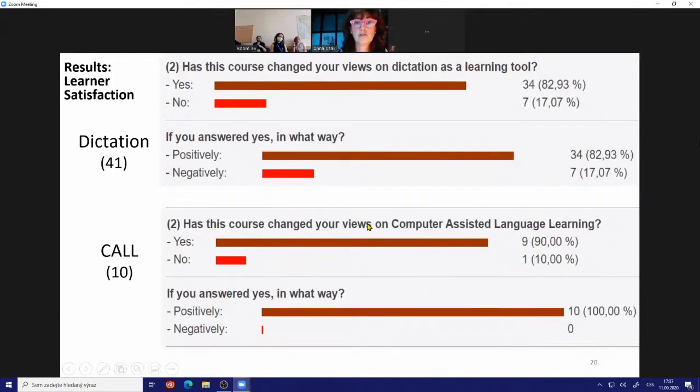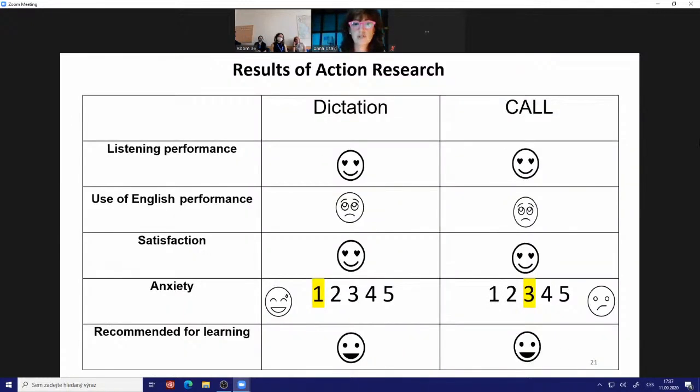But this is also an interesting result, that the question is, has this course changed your views on dictation for the dictation group and on CALL for the CALL group as a learning tool? Has it changed your views? And most said yes, it has changed my views positively. And later in the questionnaire, they both recommend their approach for learning. So this is just a quick overview of all the results.